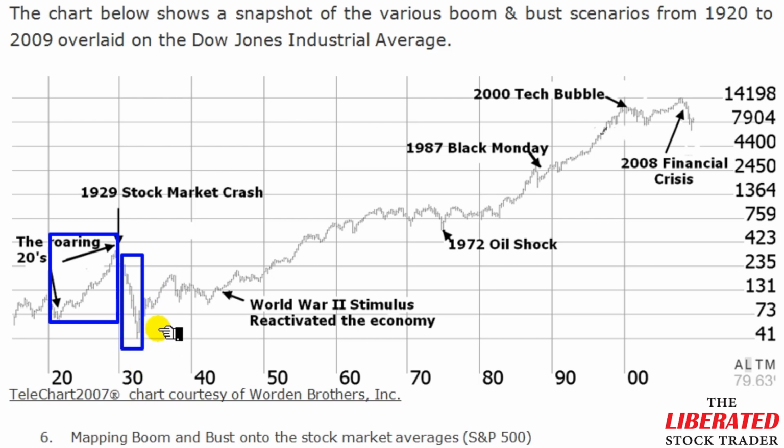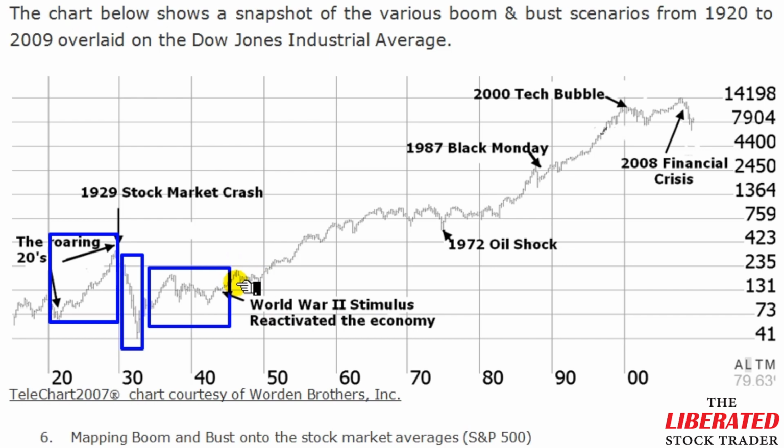You can see here from the bottom in the early 30s, you can see that a new high from the peak in 1929 was never seen again until the mid-50s. So this is commonly known as the Depression. And you can see here a long period of stagnation over 10 to 15 years. And then, of course, what's commonly referred to as the World War II stimulus reactivated the economy.